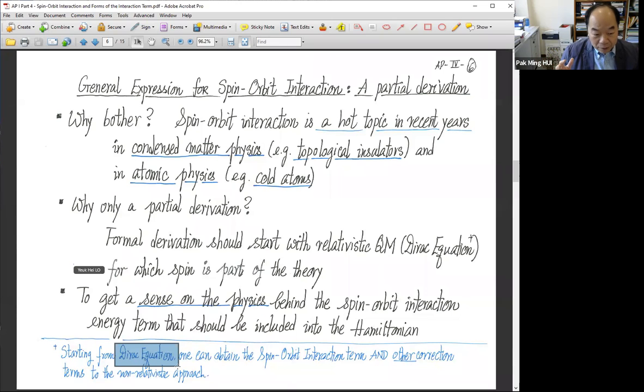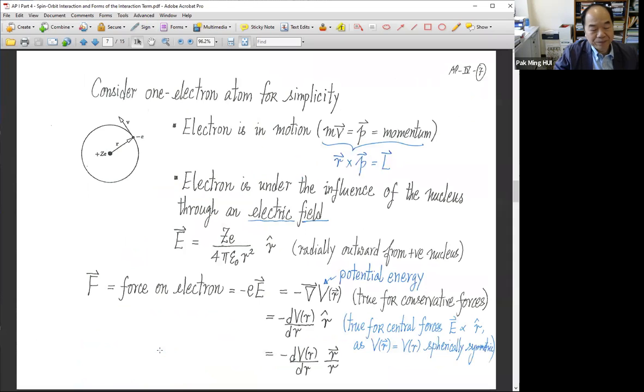So what we are doing here is trying to make this classically physically transparent, meaning it's easier to think about what it is. So let's start our derivation.